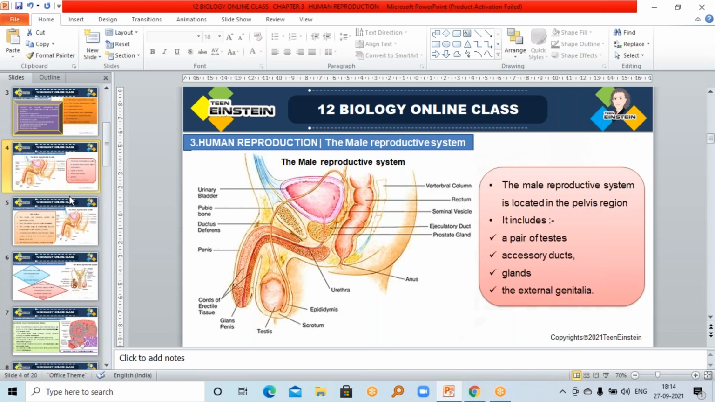In human reproduction, first we are learning about the male reproductive system. The male reproductive system has multiple functions. One function is sperm production, the production of sperm, which is called spermatogenesis. So the first function is spermatogenesis, or the production of sperm.